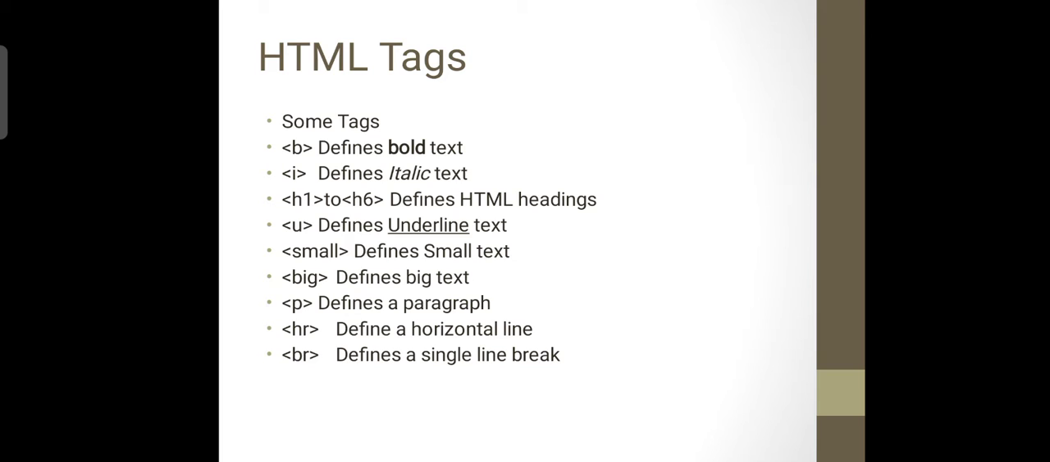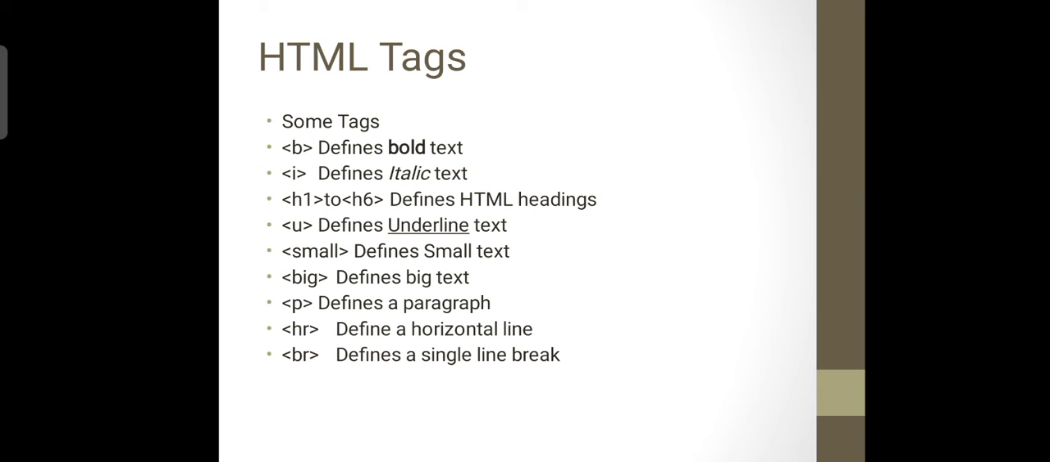So next, HTML tags. Some tags, like the B tag, display bold text. The I tag defines italic text. H1 to H6 are the heading level tags. H1 is basically the highest level of the heading tags, and H6 is the lowest level. Okay, so next, the U tag. Basically, the U tag defines underlined text. Next, the small tag displays small text. Next, the big tag is used to display the letters in big text.